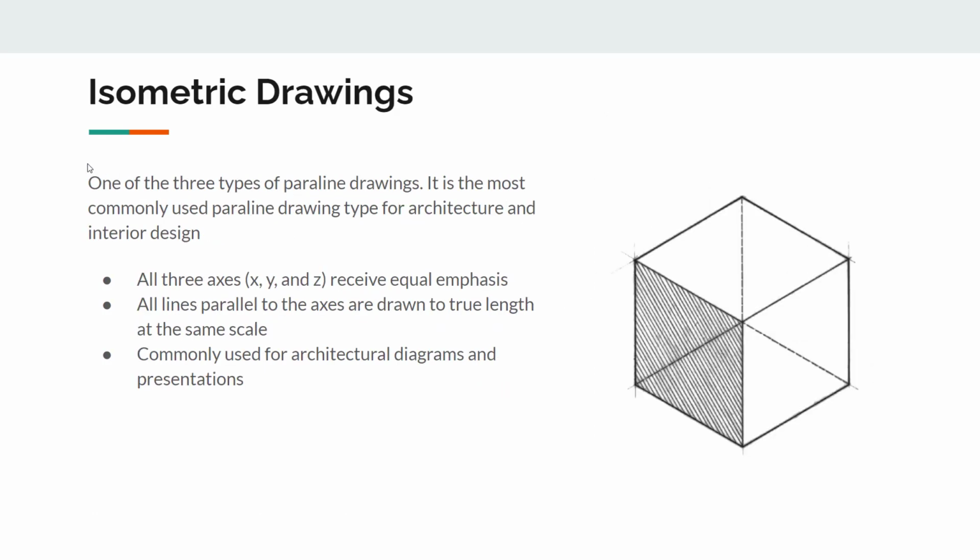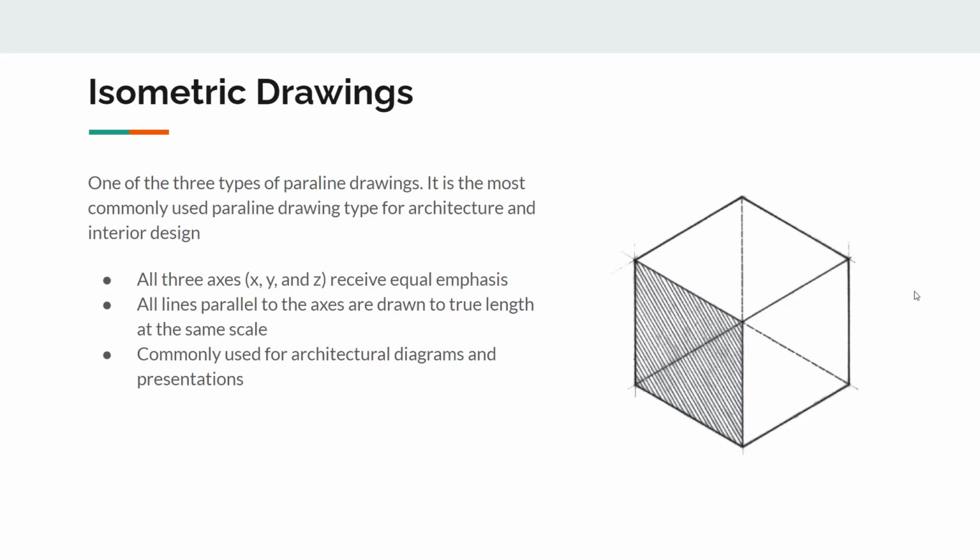All right, isometric drawings. This is a type of paraline drawing, and it's the most commonly used paraline drawing type for architecture and interior design. All three axes, X, Y, and Z, receive equal emphasis.